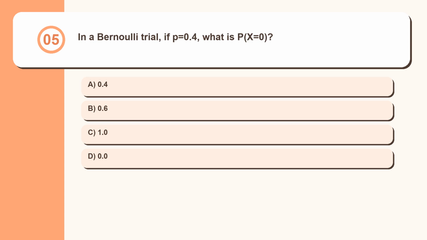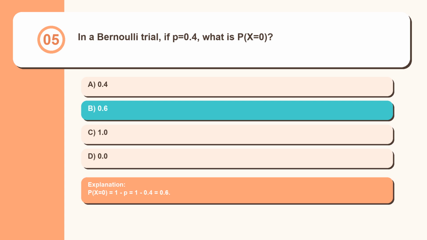Question 5. In a Bernoulli trial, if p equals 0.4, what is p(x=0)? 0.4, 0.6, 1.0, 0.0. P(x=0) equals 1 minus p, equals 1 minus 0.4, equals 0.6.